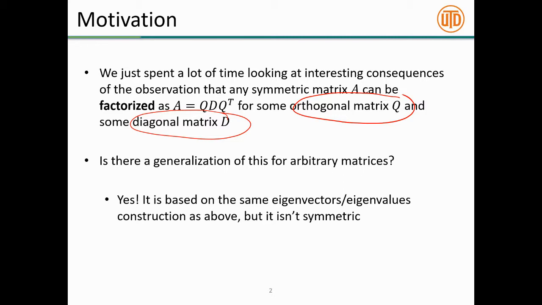So the question we'd like to answer first today is: is there a generalization of this for arbitrary matrices? The answer is yes, and it turns out to be very useful in similar ways to how the QDQ transpose eigenvalue factorization was useful. The construction is very similar to what we saw above. The only difference is that now the matrix is not symmetric, so we can't have a decomposition of the form QDQ transpose, because that's inherently symmetric. We'd have to have some non-symmetric decomposition.